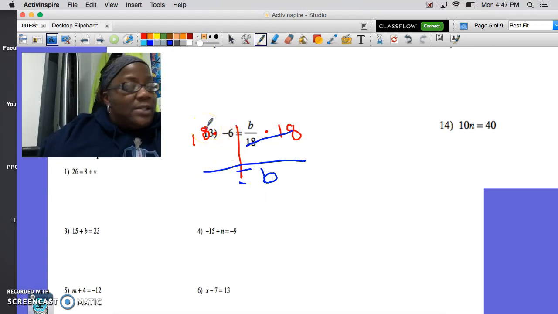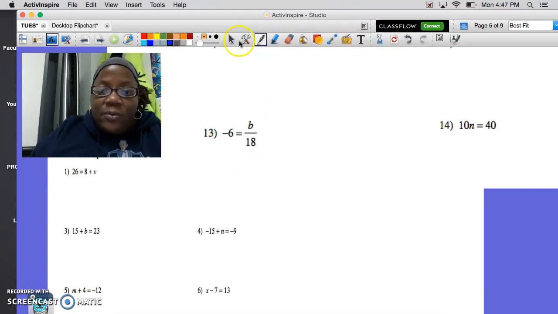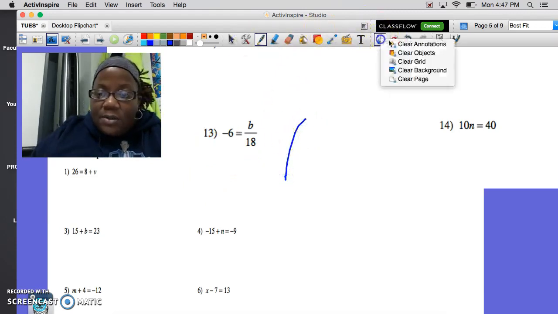And then what you have on this side of the street, you have your 18 times negative 6. So 18 times 6, you have your negative 108. Negative 108 equals B.